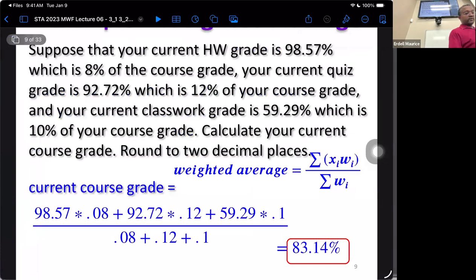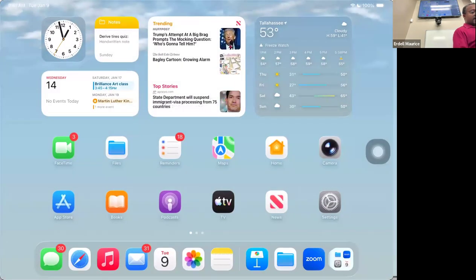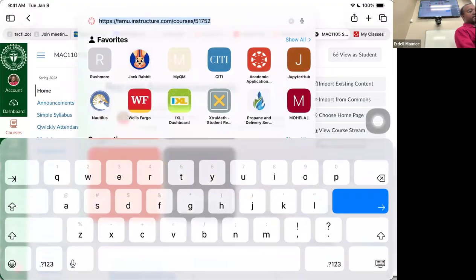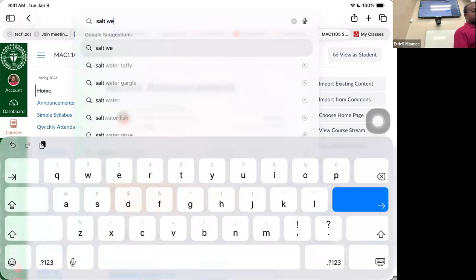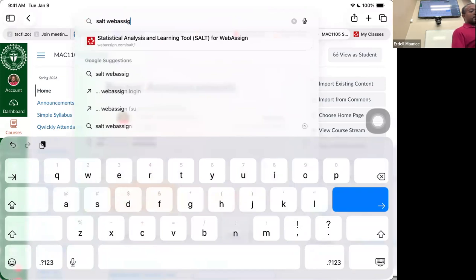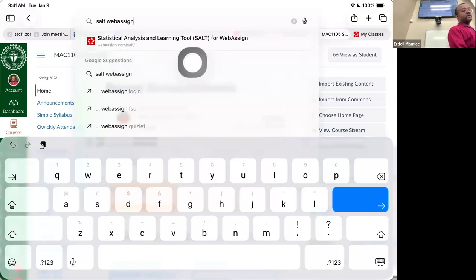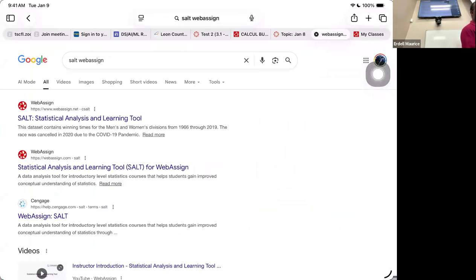All right. Before I do this right here, there's something that I need to show you. If you go onto the internet machine and type SALT space and then web design, this will bring up the Statistical Analysis and Learning Tool for WebAssign right here. I think I already have it saved, but you should go ahead and save it as well. It actually works better in Chrome than in the other browsers. But you want to save this page right here, SALT.